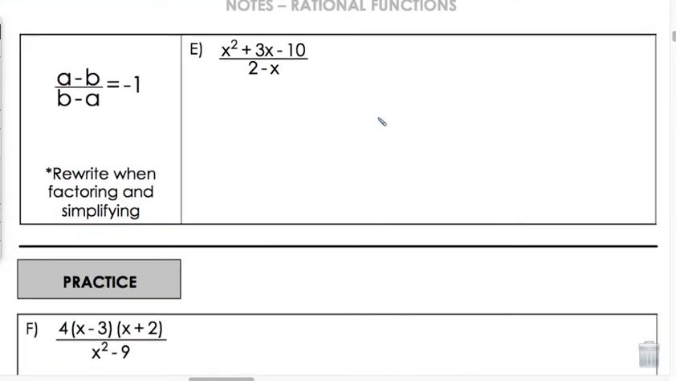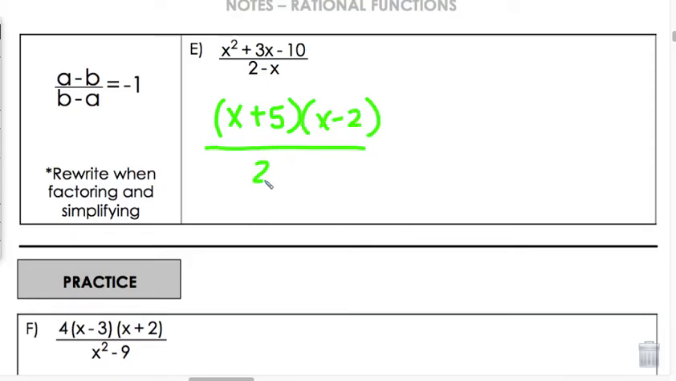All right. Sometimes we're going to have to rewrite when in factored form and simplify. And so let's do this one so I can explain better what that means. Okay, we're going to factor the numerator so we can simplify. And we would get x plus 5 times x minus 2 all over 2 minus x. And you might think right away that x minus 2 and 2 minus x are the same. Well, they're really not, okay?